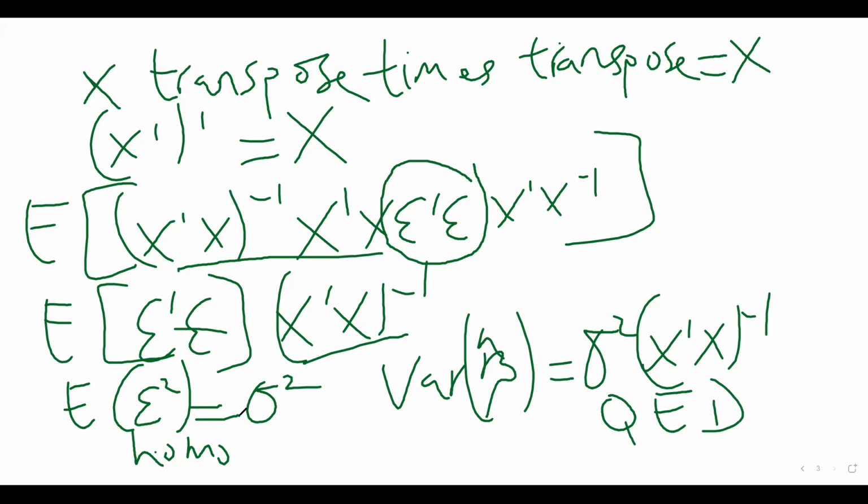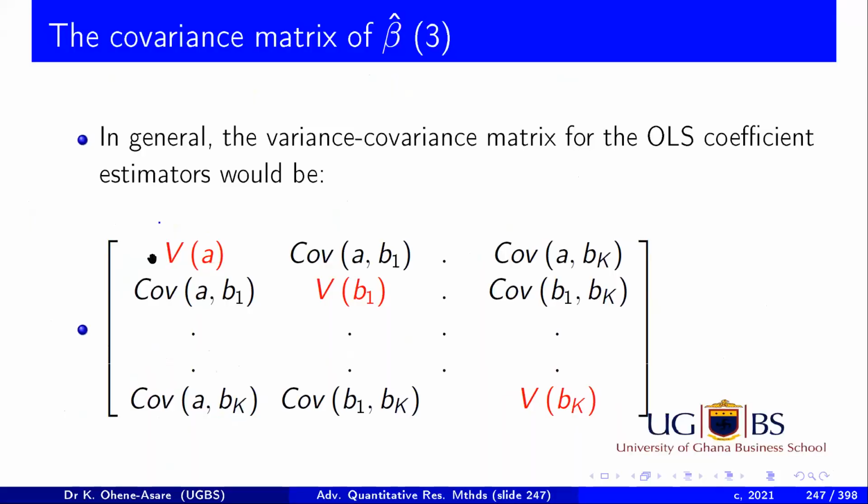Now, somebody might be sitting down and saying, what is all this? This is what is known as the variance covariance matrix. What is that? I'm going to give you some importance of the variance covariance matrix right here. In general, the variance covariance matrix is such that you have the variances on the diagonals, as you see here, and then you have the covariances on the off diagonals, left and right. The variance and the covariance.